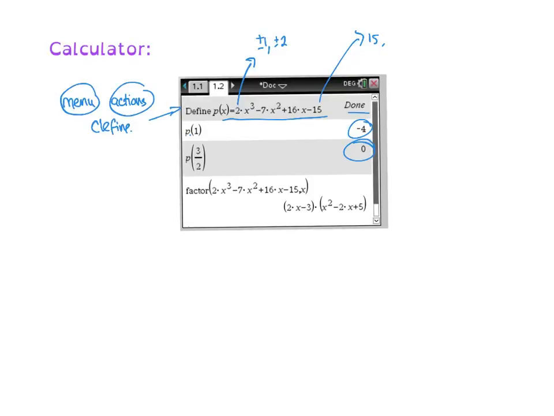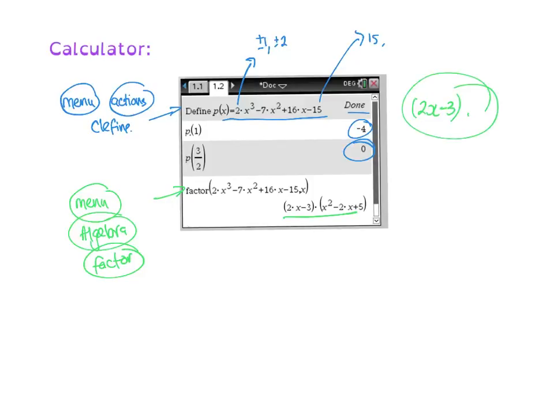Otherwise, as I said before, if you just want to get the first one, we'll just factorize the expression straight off. So we factor by going menu, algebra, and factor. And when we do that, we get this answer. So I can see I've got one factor, 2x minus 3. So therefore, I might use that one now.